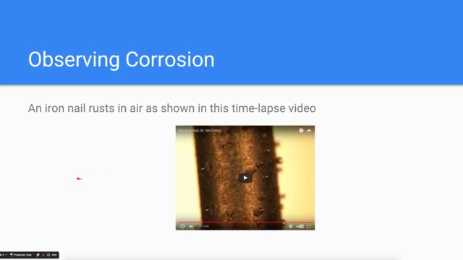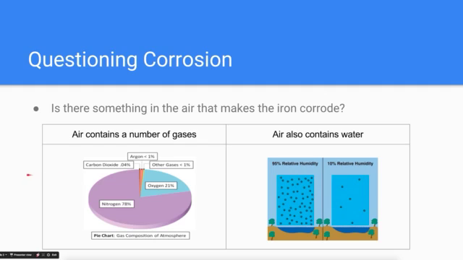So knowing that both air and water are involved can give us a place to start. Air itself, we can look up online or use our previous memory of science. It contains a number of gases, but it's going to be difficult in the secondary school laboratory to separate out those gases. But we also know that it contains water. So the more humid air is, the more water it contains. So we know that the air contains water and it also contains different gases. The water is going to be easier for us to deal with. So let's start with that.